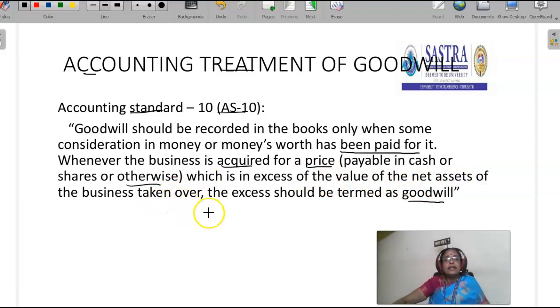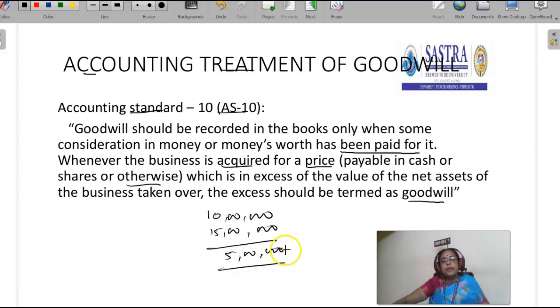See, if the net assets are worth 10 lakh and the firm pays 15 lakhs, this excess 5 lakhs is paid for the purpose of goodwill. So the firm pays 5 lakh rupees for goodwill. This is the meaning of this definition. The excess money which is paid over the net assets of the business by the firm for purchasing the business is known as goodwill.